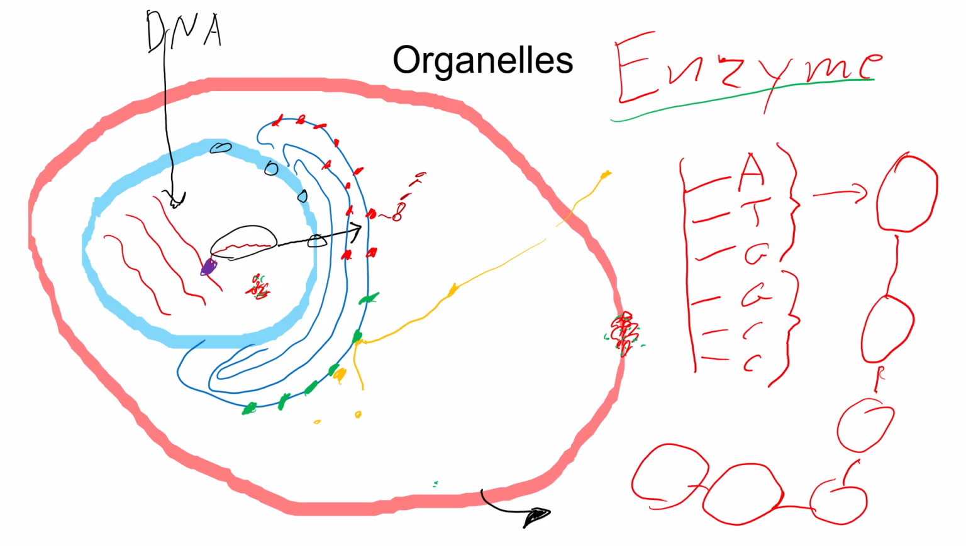I'll draw that differently. I will have the toxin in yellow, and then let's say the toxin then gets changed into another chemical here that is safe for the cell. All right.